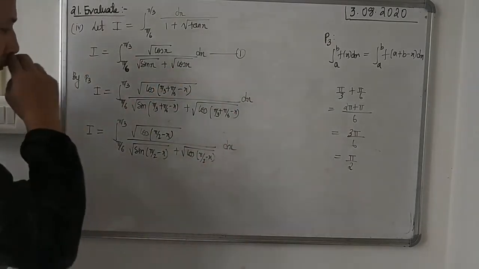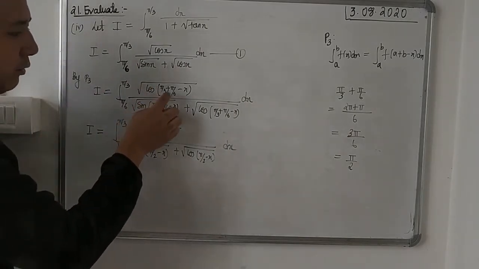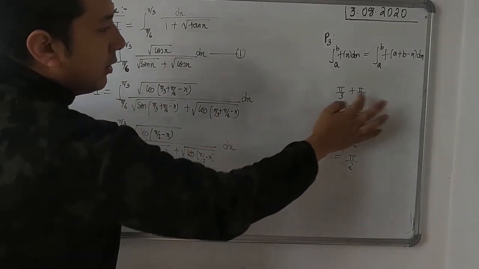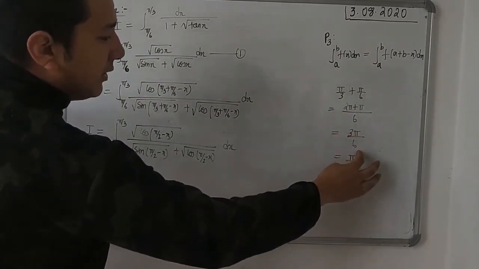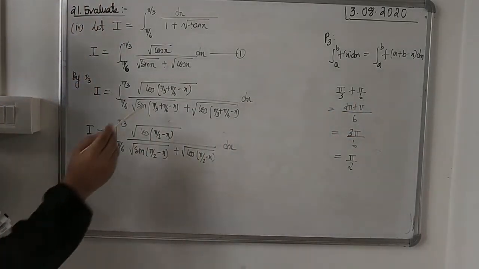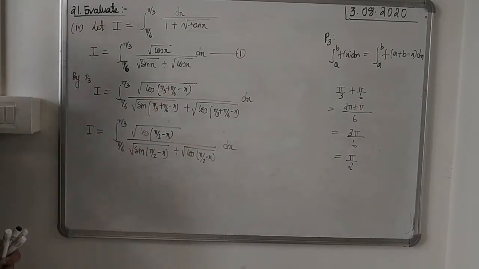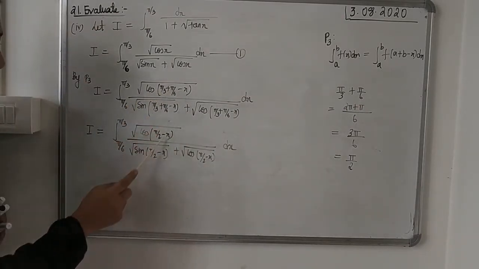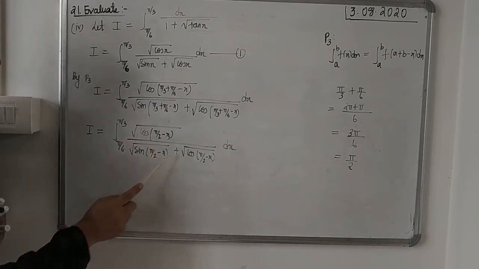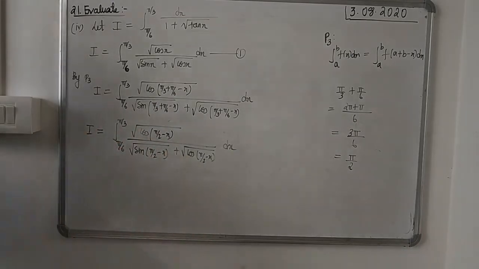Okay, now to understand more, pi by 3 plus pi by 6, if you take the LCM 6, it is 3 pi by 6, which is pi by 2. So pi by 3 plus pi by 6 is pi by 2. So cos, this is pi by 2 minus x, sine pi by 2 minus x, cos pi by 2 minus x. Now what is the formula?